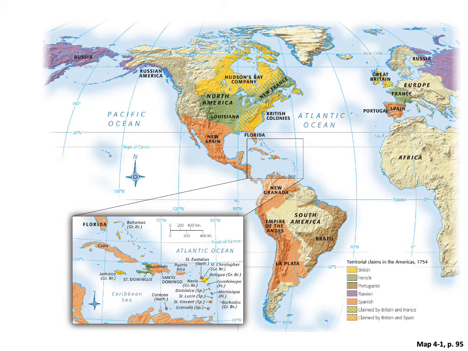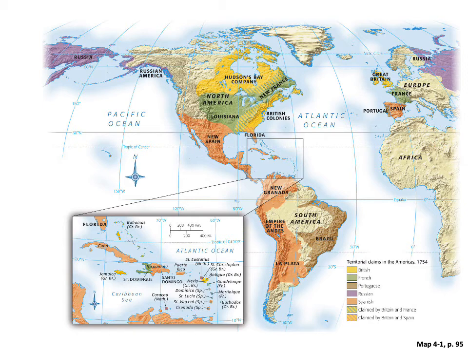Now this map shows European territorial claims in the Americas in 1754. So this is just before the outbreak of the French and Indian War, and about 20 years before U.S. independence. In the far north, we can see up in modern-day Alaska, the purplish color is the Russian settlements, and they're all along the coast because it's so cold, obviously, in the interior.